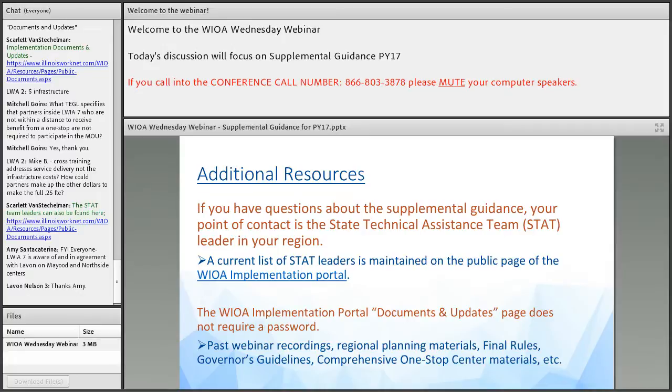Lavon, do you see Amy's question, and do you want to respond to that here, or do you want to address that offline? I don't see her question. I just see that she is aware and in agreement. Okay. Thanks. We've had many discussions back and forth with Chicago Cook to make sure we're clear on this and that this is specific to these situations, et cetera.